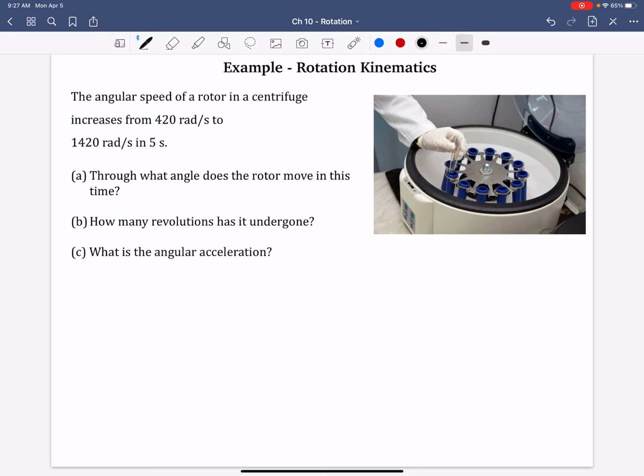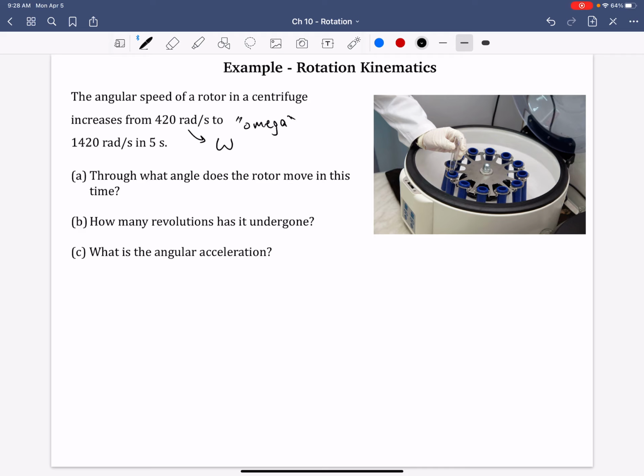Okay. Well, let's see. We have both an initial and a final angular speed, right? And remember that angular speed in chapter 10 now is written as, let's do it down here. Angular speed is written as omega. Again, this is not a W, it's the Greek letter omega.